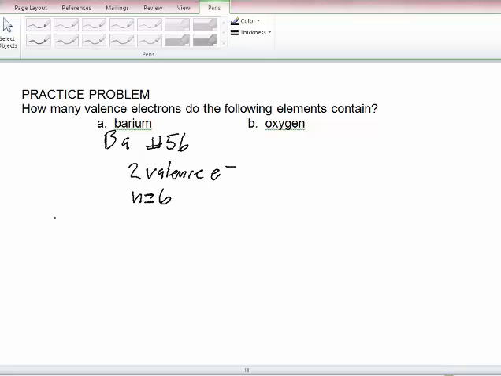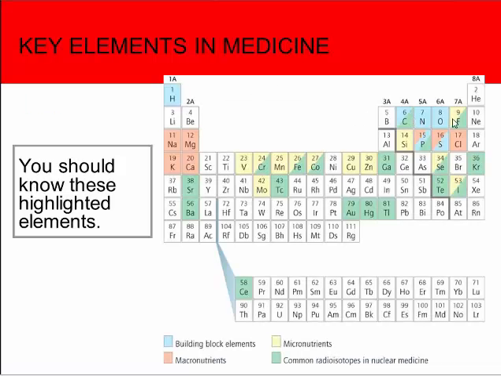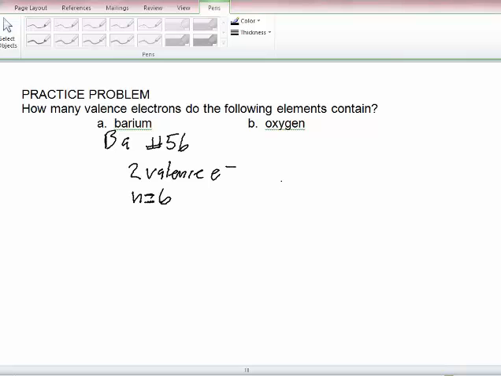If we look at oxygen, the oxygen symbol is O, it's element number 8. And its group number is 6A, indicating it has 6 valence electrons, and they reside in the n equals 2 shell. Oxygen has 6 valence electrons. They reside in the n equals 2 shell. So 6 valence electrons, n equals 2 shell.